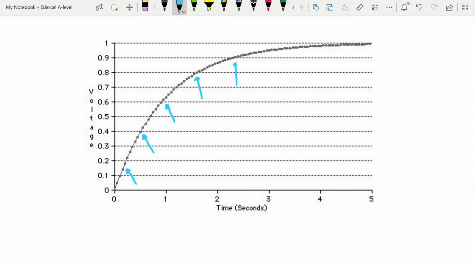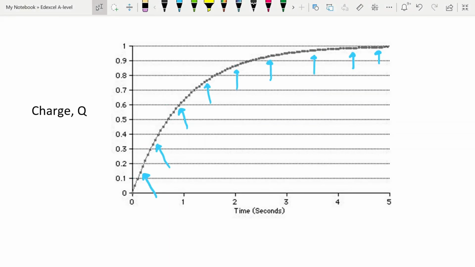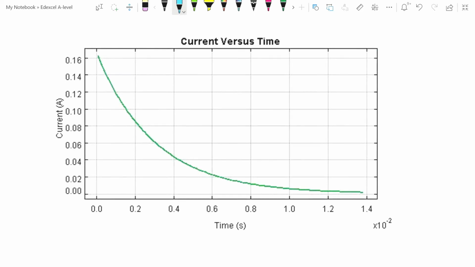What about the current in that charging circuit? Well, let's think about the motion of charge, because we know that current is the rate of flow of charge. So if we go back to our charge graph, here we can see that charge goes on pretty quickly at the start. So we would expect to have a high current at the start. But again, as it becomes more difficult to add charge, we're getting less and less charge put on with time, and therefore we would expect our current to drop with time. And of course, that's exactly what happens.